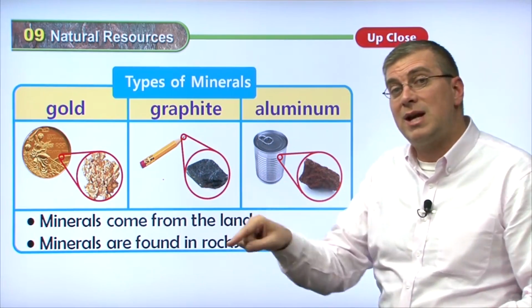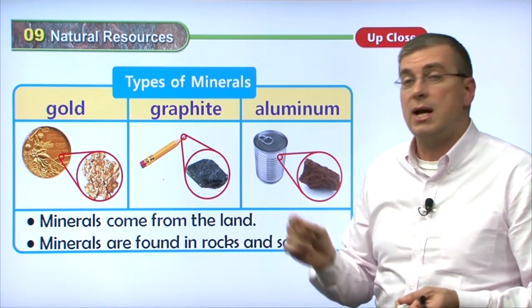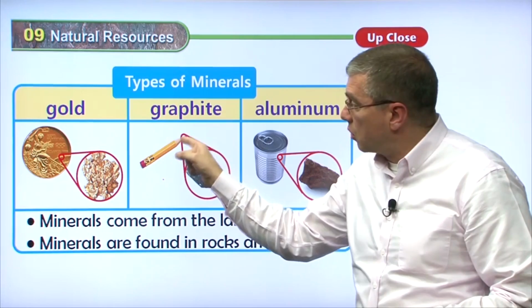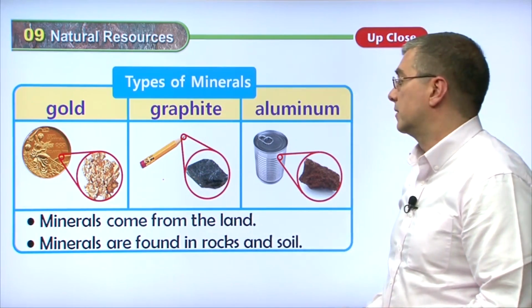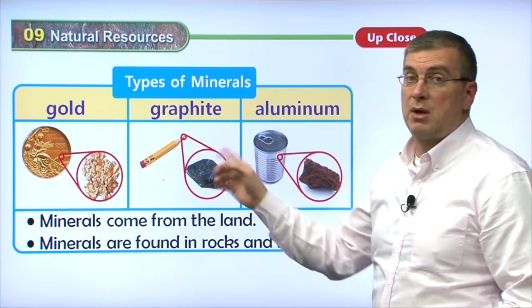And that's how you can read your notes, because you're transferring graphite from this core in the inside of your pencil to the paper to make letters and words. So it's a very, very useful mineral.